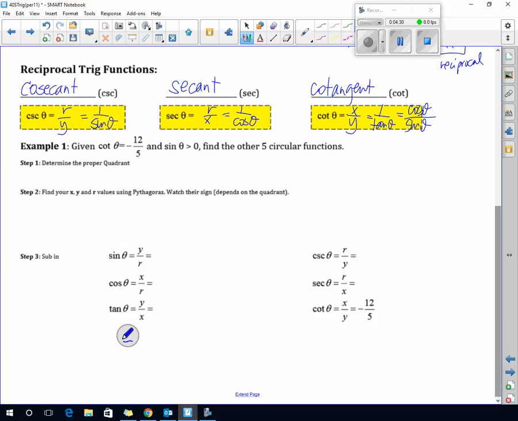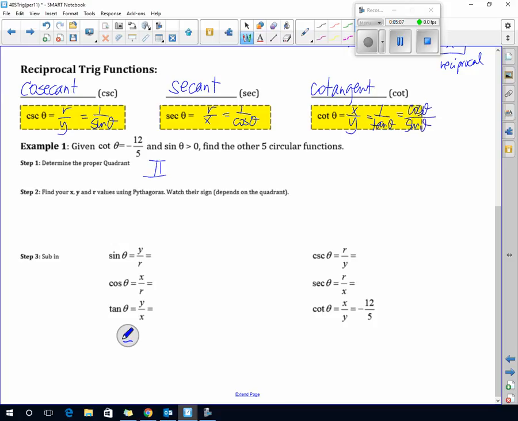So if cotangent is negative 12 over 5 and sine theta is greater than 0, find the other 5 circular functions. So the first step is, what quadrant am I in? I hear 2. And why would it be quadrant 2? It's correct. 2 is correct. Why is it 2? Because sine is positive and if they give you information on cotangent being negative, what else are they giving you?